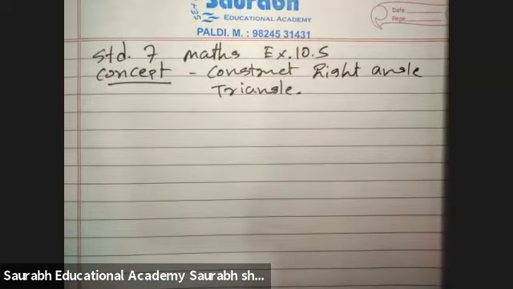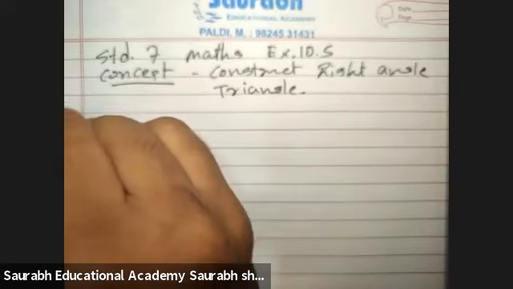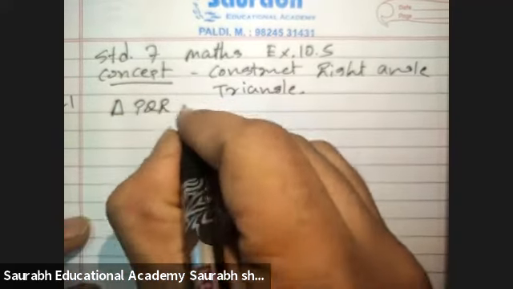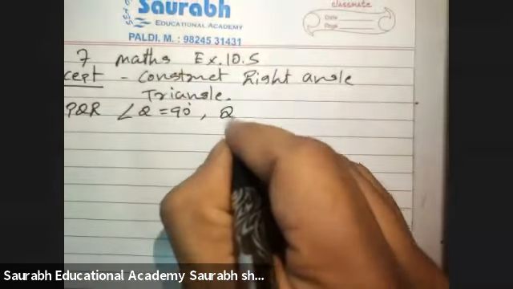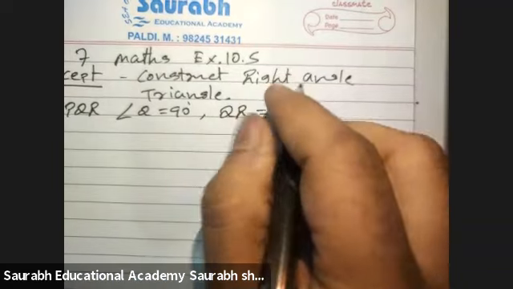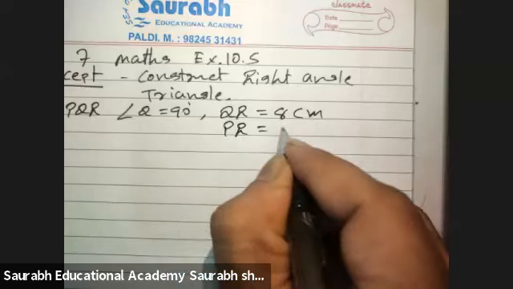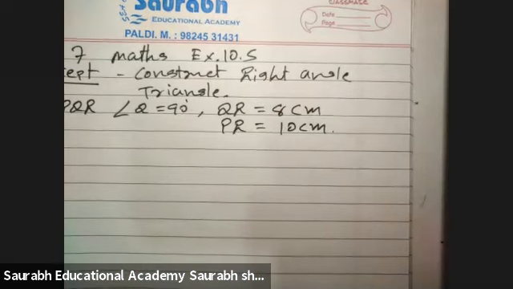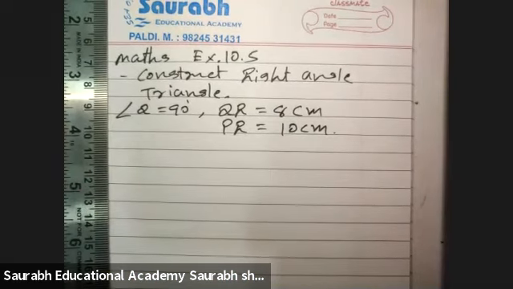First question. Triangle PQR. We have to construct it where angle Q is 90 degrees, QR is 8 centimeter and PR is 10 centimeter. Okay, let's draw a sample figure.